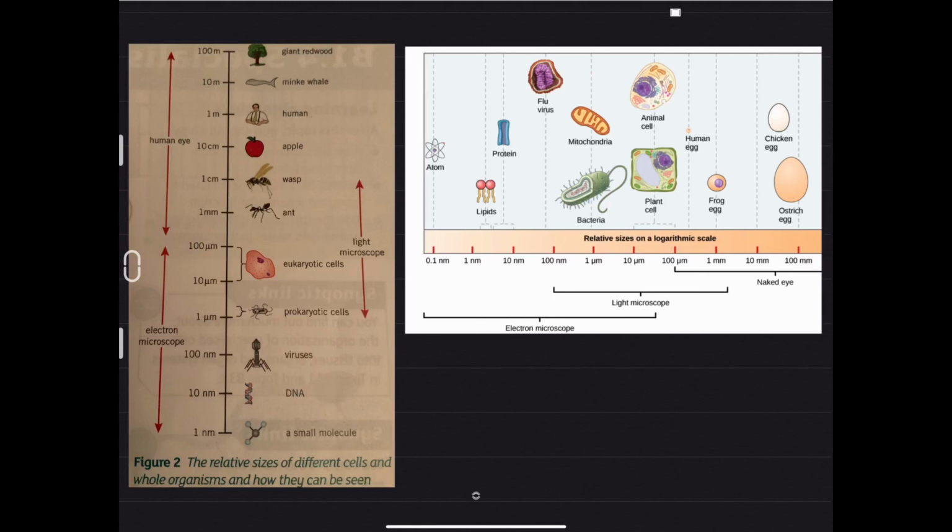So I want you to take a look at these two scales here, and you can see where the light microscope has been identified. Now this is important because the light microscope is the range of humans being able to see using just a normal microscope such as a light microscope. And you can see from a wasp down to approximately, you can see some prokaryotic cells. And then viruses, DNA and molecules become increasingly difficult to see, and that's why we have electron microscopes further down from there.